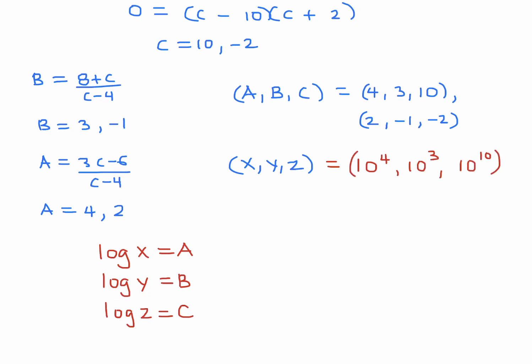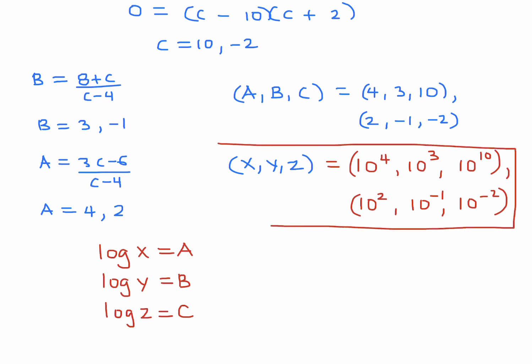That's my first triple. And the next triple, of course, would use those values for a, b, c. It would be 10 to the power of 2, 10 to the power of negative 1, and 10 to the power of negative 2. And there you go. That completes the question.